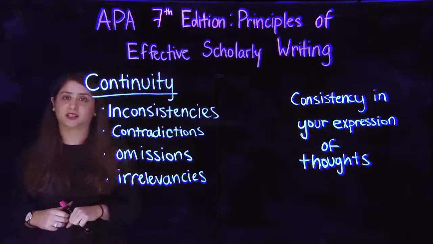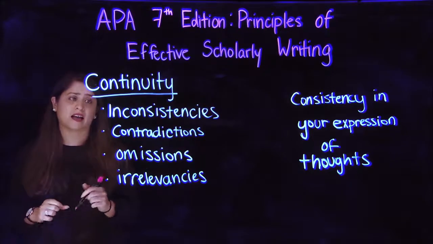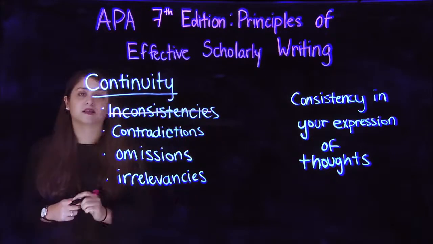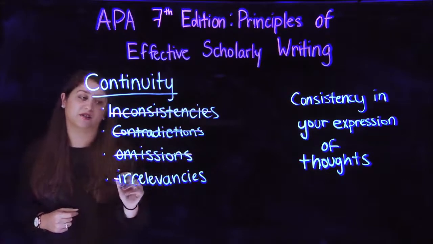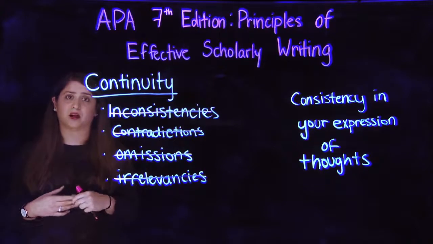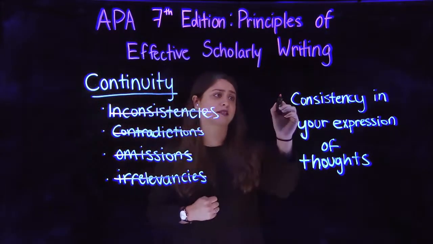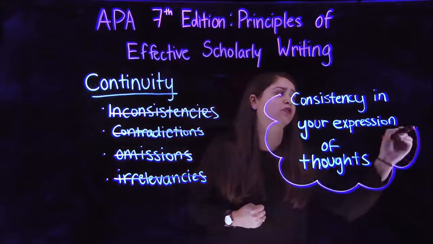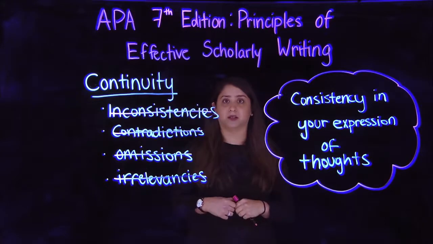The first principle is continuity, and when you think about this, you want to make sure you do not have any inconsistencies, contradictions, omissions, and irrelevancies. All these aspects really make your paper seem less credible and disorganized. All that's to say that consistency in the expression of your thoughts is very important in having an effective scholarly writing.